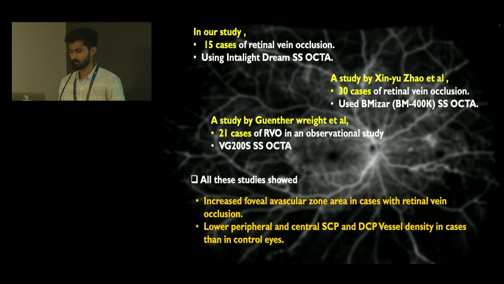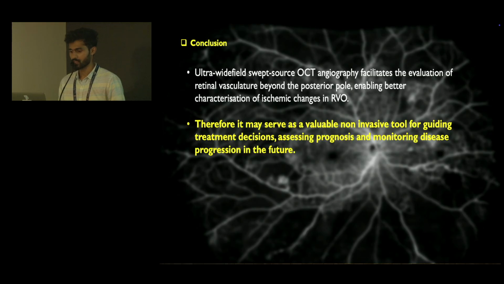Our study and other similar studies showed an increased foveal avascular zone area in cases with retinal vein occlusion and a lower peripheral and central superficial capillary plexus and deep capillary plexus vessel density in cases than in control eyes. So, ultra-wide field swept source OCT angiography facilitates the evaluation of retinal vasculature beyond the posterior pole, enabling better characterization of the ischemic changes in RVO.